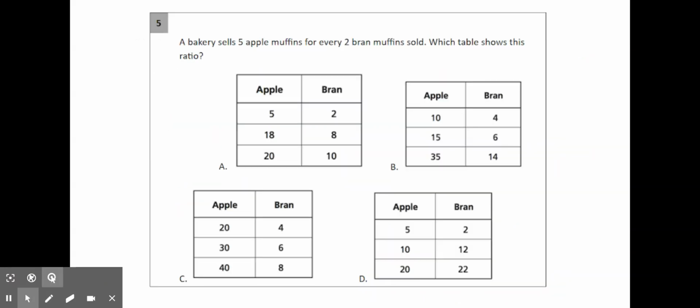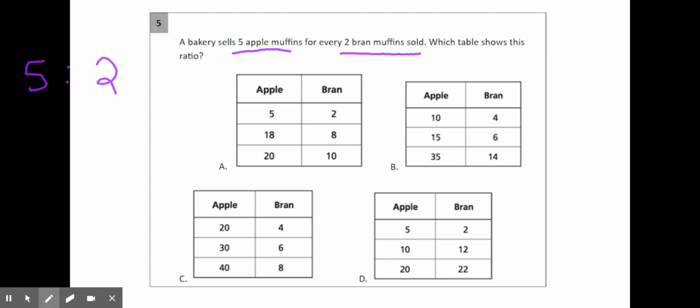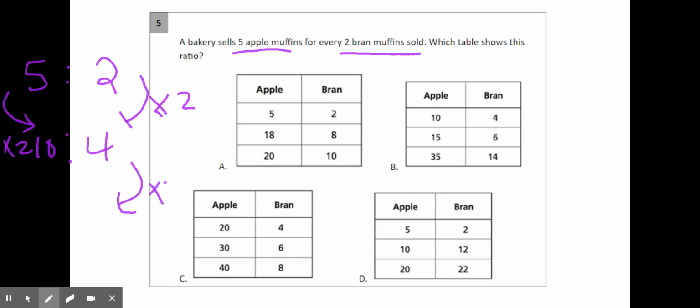Alright, so for number 5, a baker sells 5 apple muffins for every 2 bran muffins sold. Which table shows this ratio? So before we even go anywhere, we know that our ratio is 5 to 2. If I doubled this, so multiply both sides by 2, I know that for every 10 muffins, I would sell 4. If I did it again, I know that when I had 8 bran muffins sold, I would have 20 apple muffins sold.